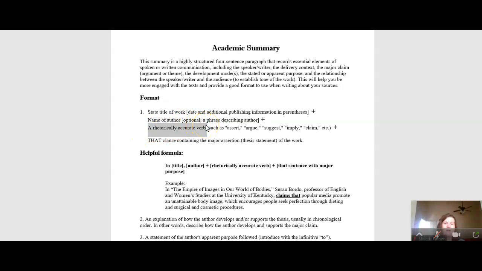When I say rhetorically accurate verb, that sounds very fancy and confusing, but really I just mean, what is the author doing with that piece? Are they arguing something? Are they stating something? Are they making a claim? Are they explaining? Are they narrating? Are they describing? What is it that the author is doing? And then the clause containing the major assertion, the thesis statement of the work, or the purpose. If we're talking about a piece of fiction, it's appropriate to reference the purpose of the work in that sentence. So here's an example of what that looks like put together.